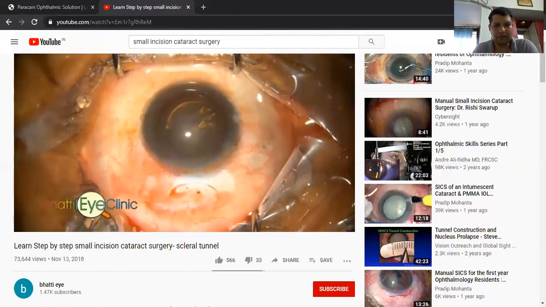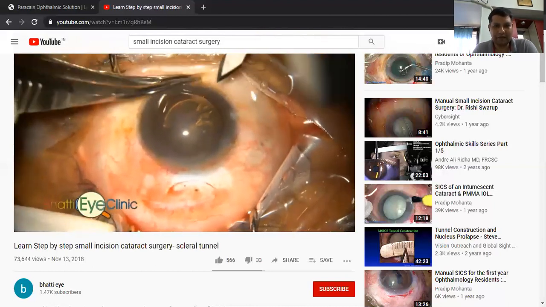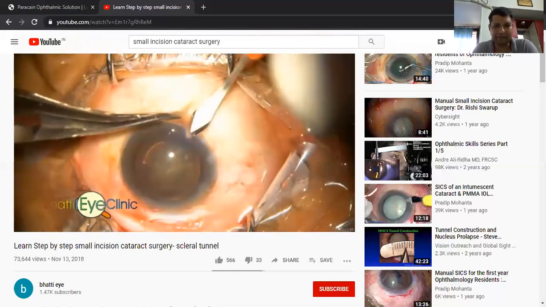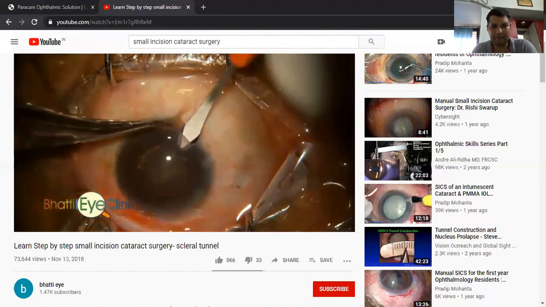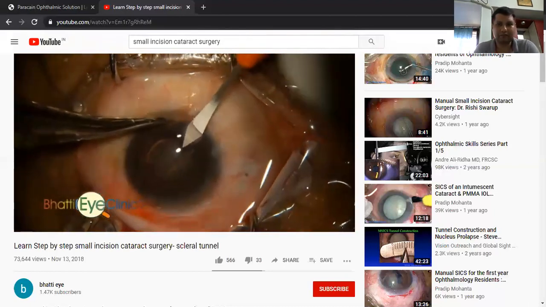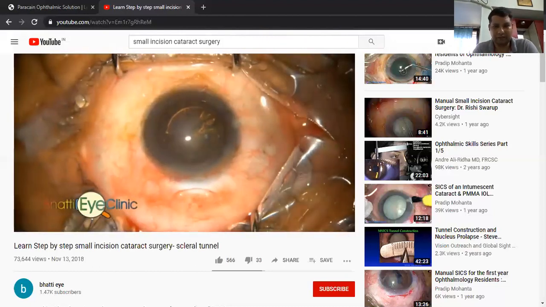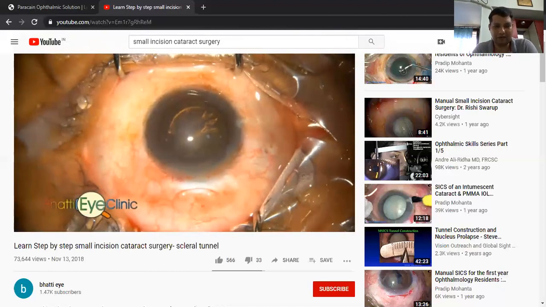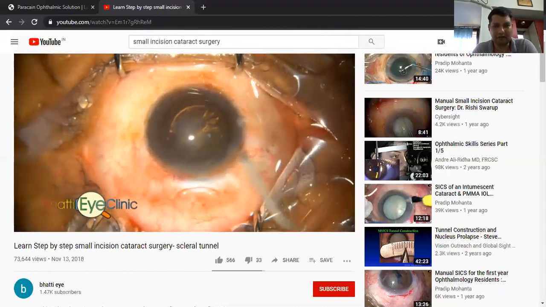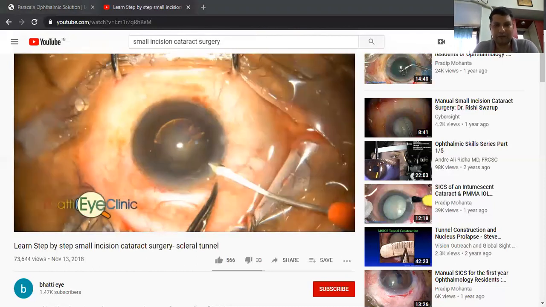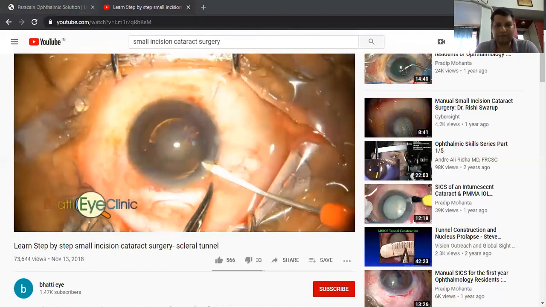So here visco is injected into the eye, and this side port entry is also being made. So that is the next step during cataract surgery, right? Small incision surgery. Various ports are being made.